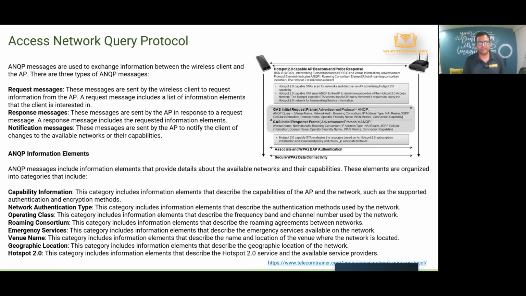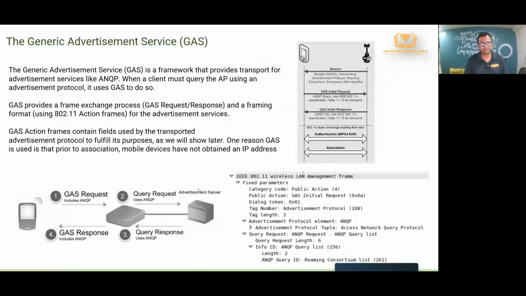The ANQP message exchange will have all these details, and a number of information elements. It will have capability information about the network, the roaming consortium, the venue name, the geographical location, and so on. Those message exchanges are done before the client device figures out which network to connect to, and then it goes through the connection process. As I mentioned, we have this generic advertisement service, which is basically an 802.11 management frame.